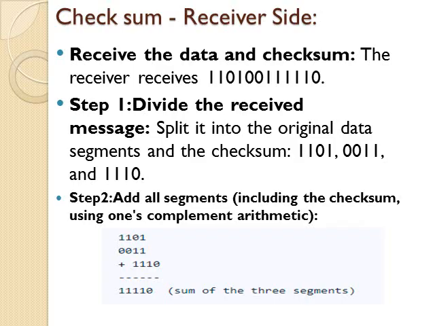On the receiver side, it will receive the data plus checksum. As usual, we divide the data into segments, 4 bits each, and next we add all the data using 1's complement arithmetic.